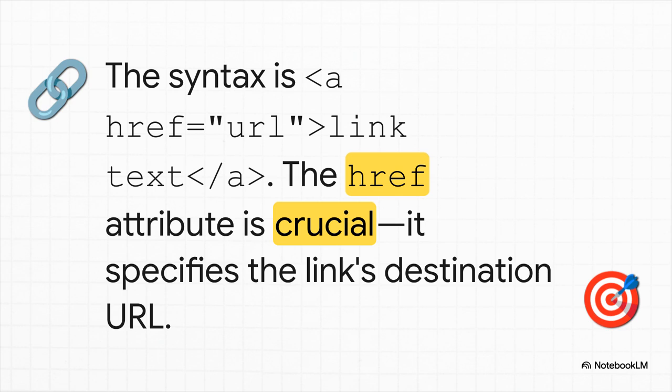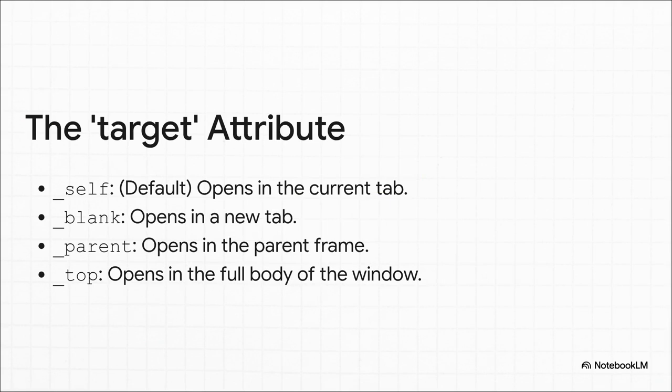That's a link. But we can also get a little fancier and control how that link opens. By adding a target attribute, we can direct the user's experience. By default, it just opens in the same tab. But you know when you click a link and it pops open a brand new tab? Yep, that's the underscore blank value right there doing its job. It's super useful when you want to link to another site without making people leave your page.